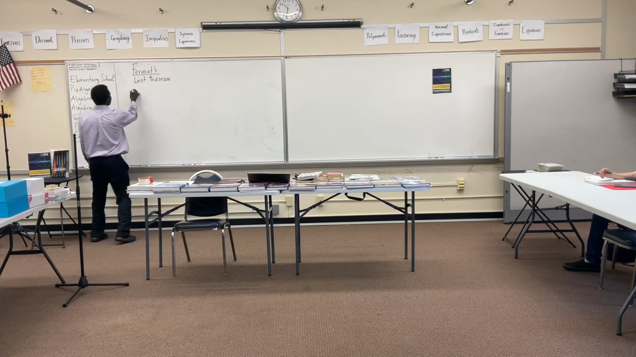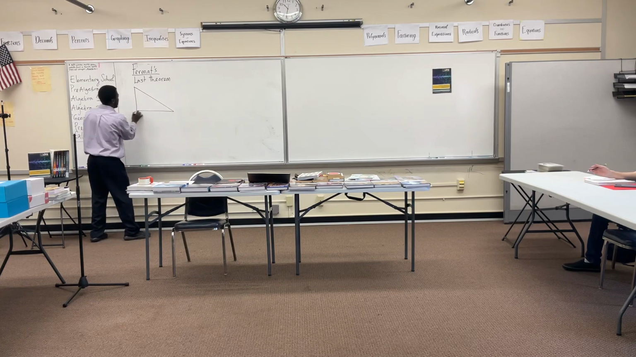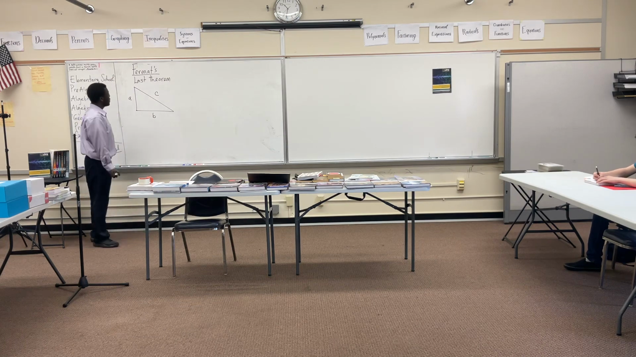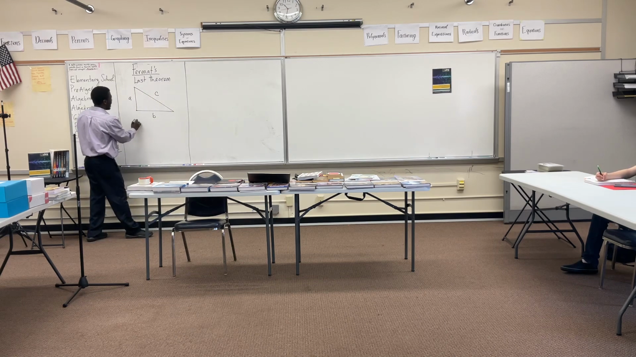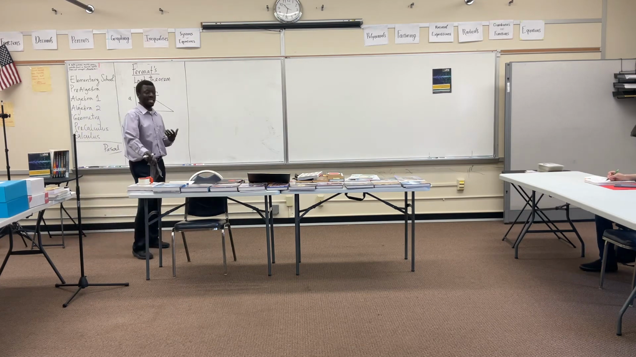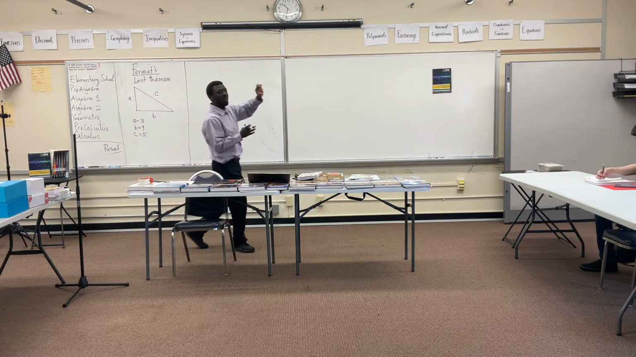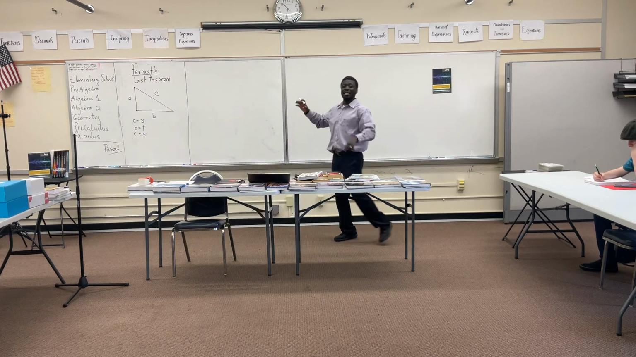I'm going to draw a right triangle right here. I'm going to call this A, I'm going to call this B, I'm going to call that C. Okay, A, B, C. And I'm going to call A 3, B 4, and C 5. Okay, so what that means is basically each of those letters represents one of those.